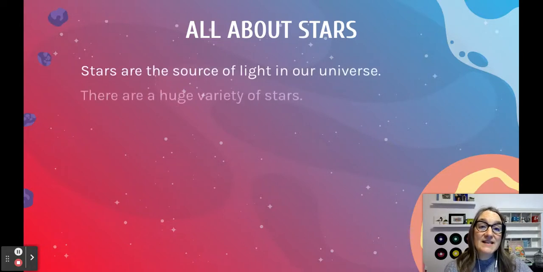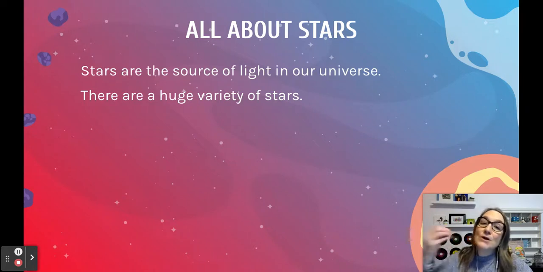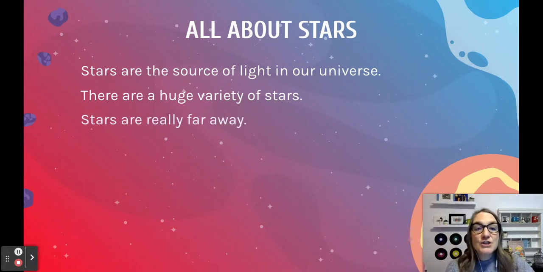They come in many sizes, shapes, and colors and are made up of many different materials that give off or emit different amounts of heat and light. Stars create light because they are always burning. They're big balls of fire in the sky. Stars are actually very far away, much farther away from us than the other planets in our solar system.